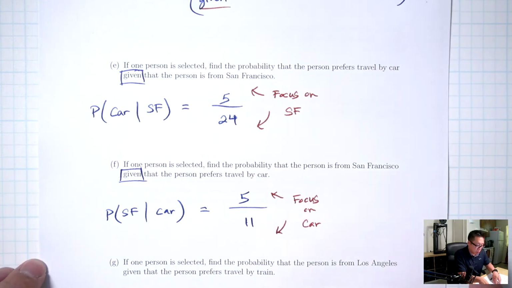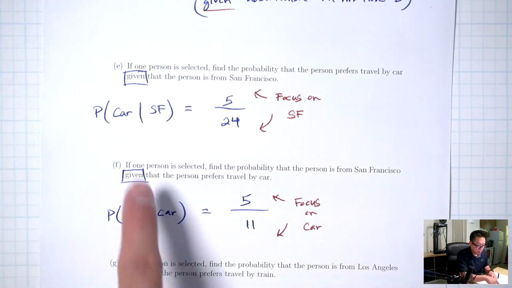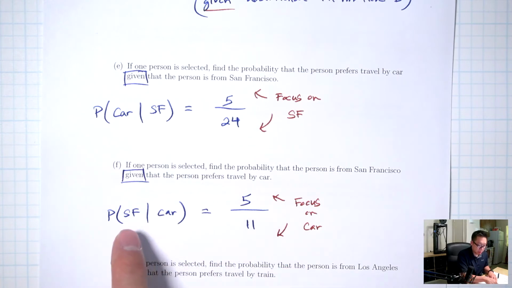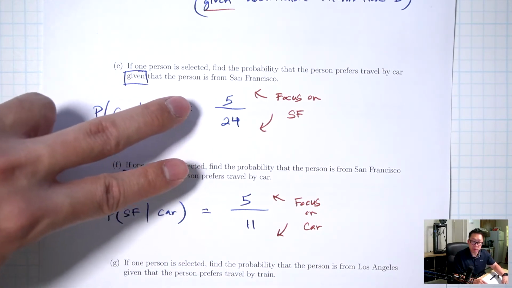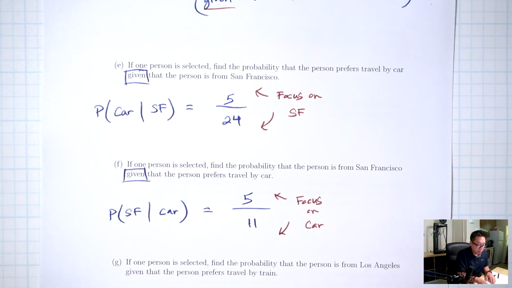Okay, so the point I want to make with part E and F is that car given San Francisco, and then the other way around, San Francisco given car, notice that you get different answers. Okay, so the order here does matter.